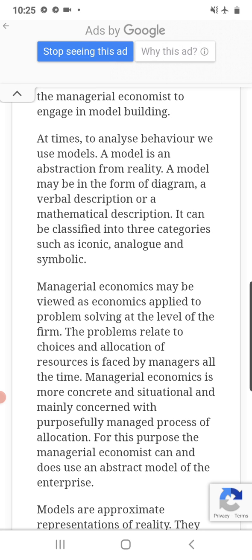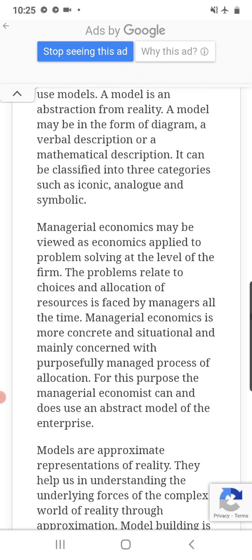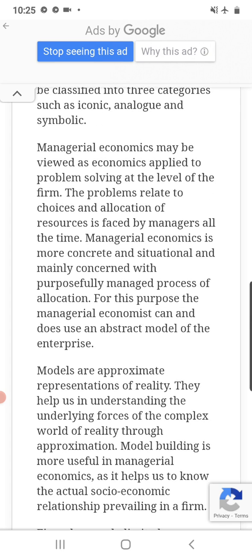It is faced by managers all the time. Managerial economics is more concrete and situational, mainly concerned with the purposefully managed process and allocation. For this purpose, the managerial economist can use abstract models of the enterprise. The models are approximate representations of reality. They help in understanding the underlying forces in the complex world of reality through approximation.